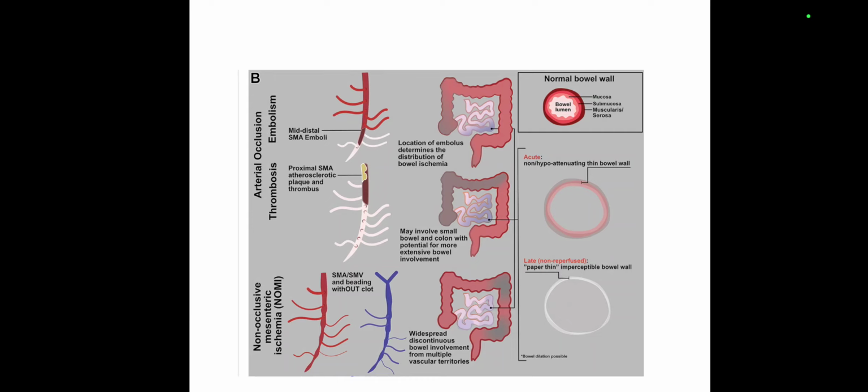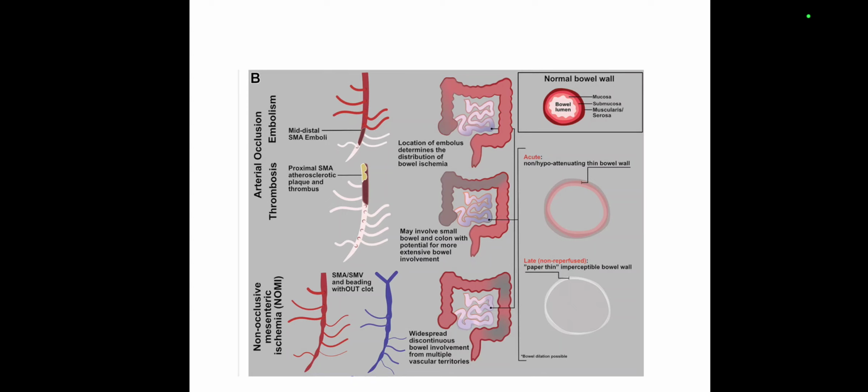In non-occlusive mesenteric ischemia, you are not seeing any occlusion. There is string of bead-like appearance of the vessels, and the bowel involvement is like patchy. It could be long segment, irrespective of some vascular territories. You could see the normal bowel.